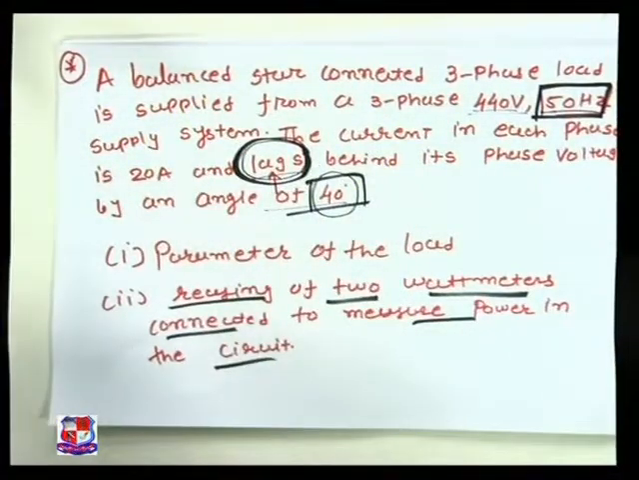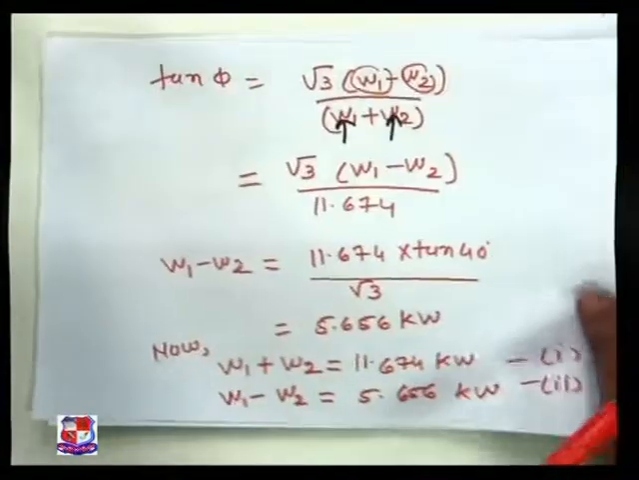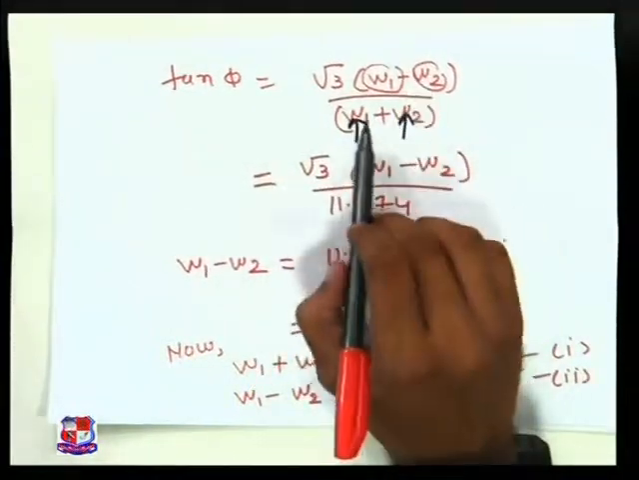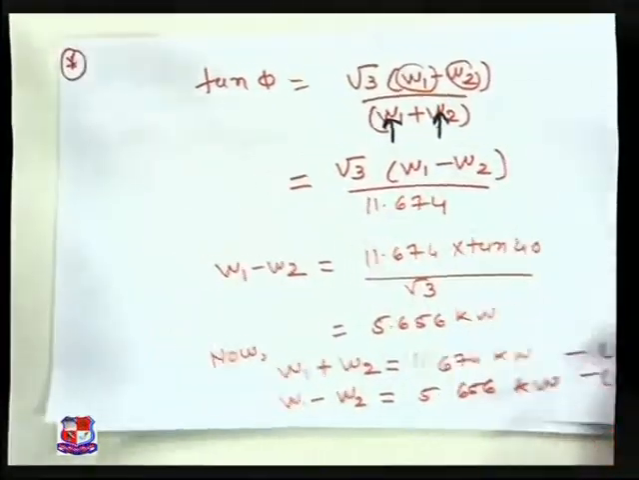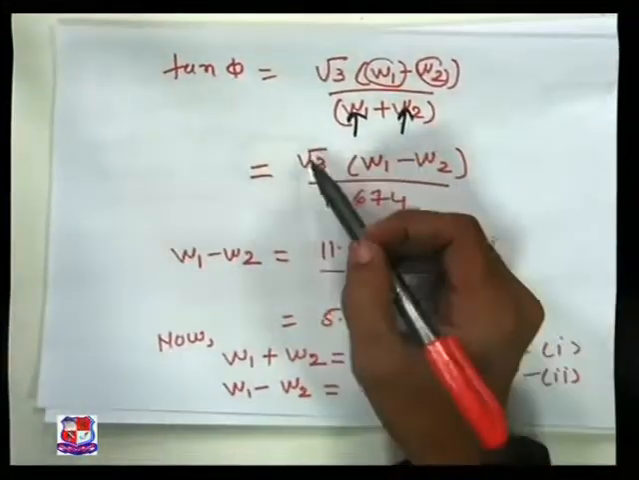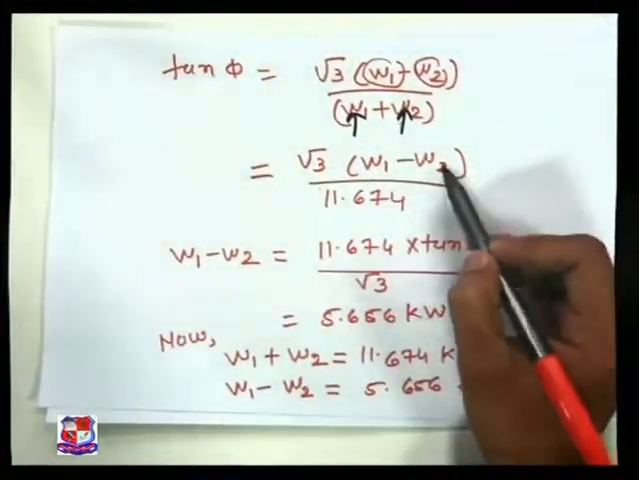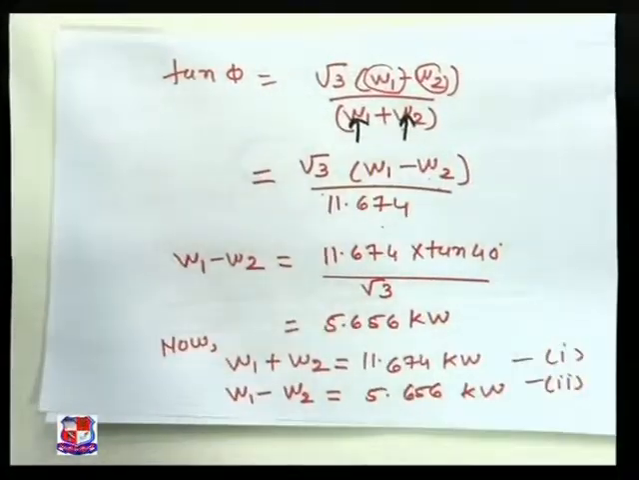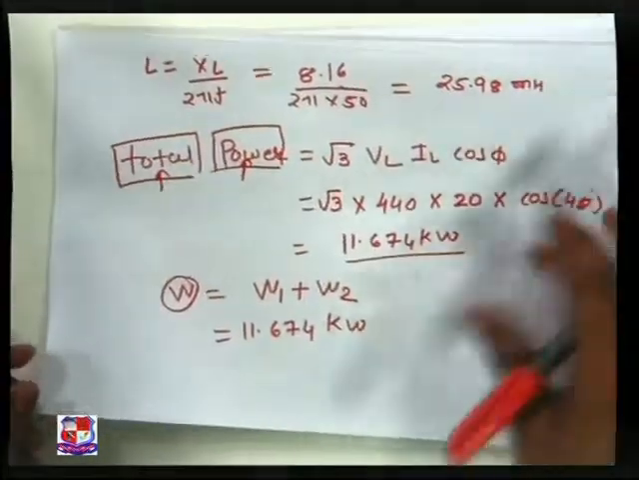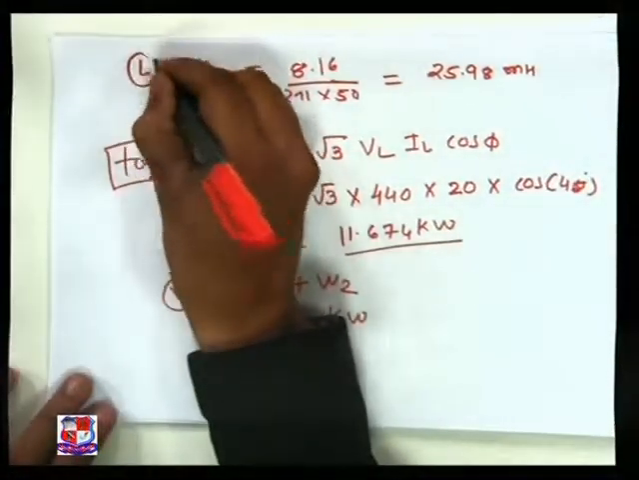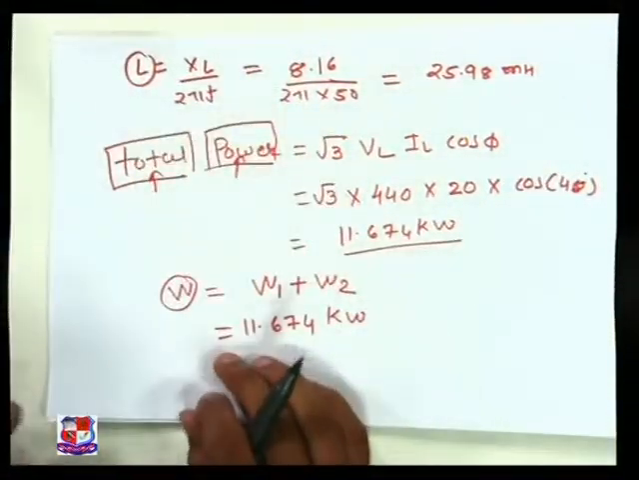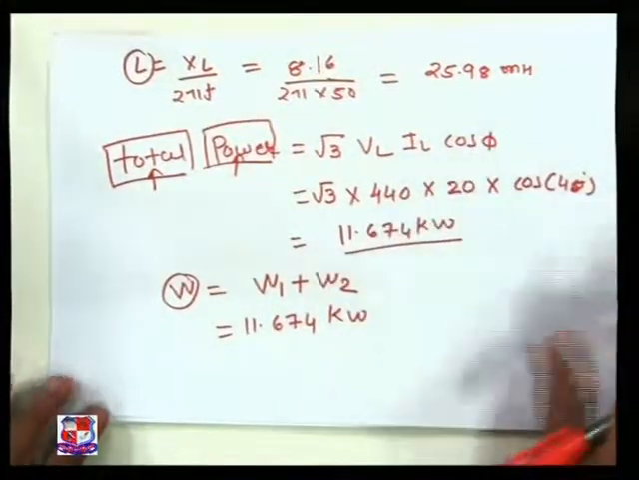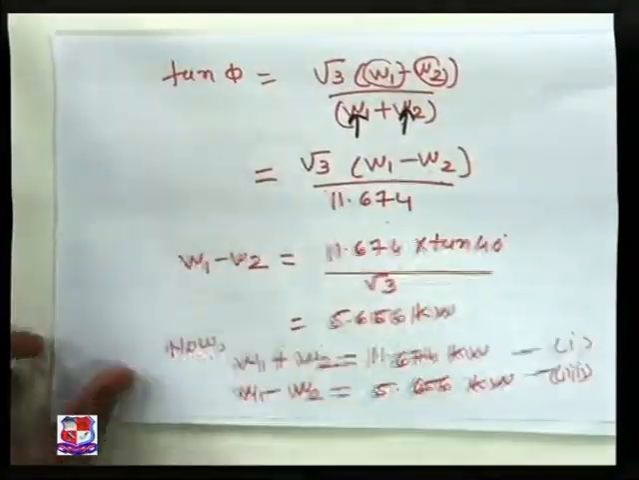So we can get the value of this: tan phi is equal to root 3 times (W1 minus W2) upon (W1 plus W2). Then we find the value of the total power. Here L is the load parameter, and the total power is equal to root 3 times VL times IL times cos phi.